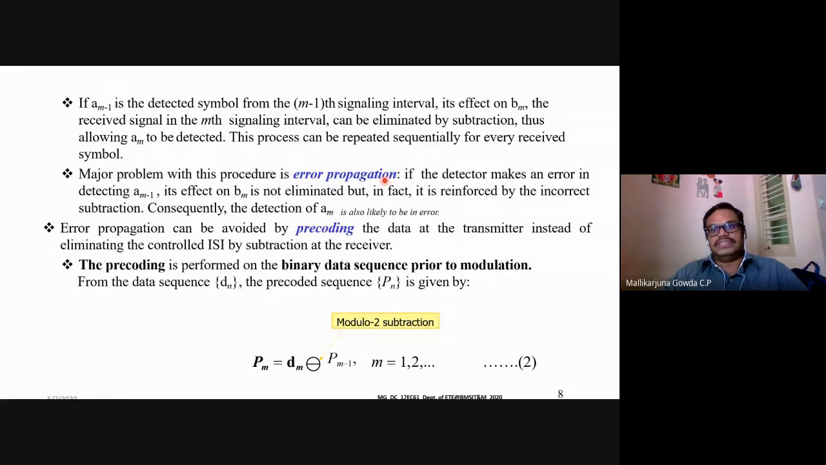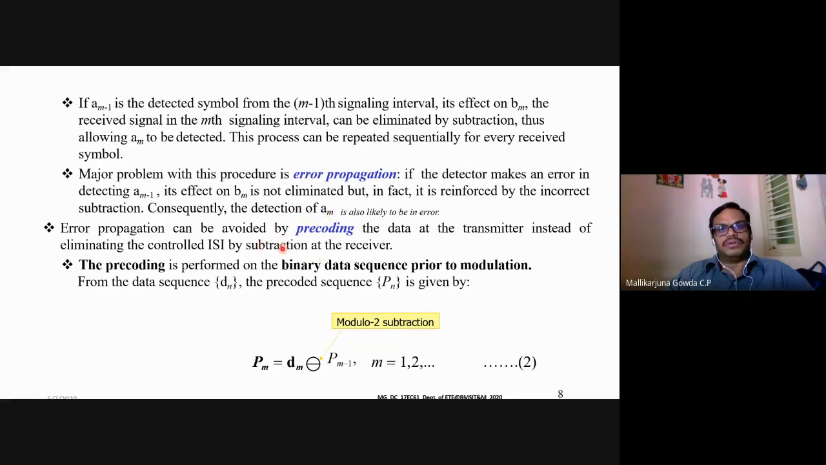Let me show that. See, if the detector makes an error in detecting the Am minus 1 pulse, its effect will be there on Bm. Its effect on Bm is not eliminated because it is reinforced by the incorrect subtraction. If there is any error in the detection of Am minus 1, it will have an effect on Am. So when there is an error effect on Am, that again leads to an error in the detection of Am, right? So to eliminate this error propagation, we use pre-coding.